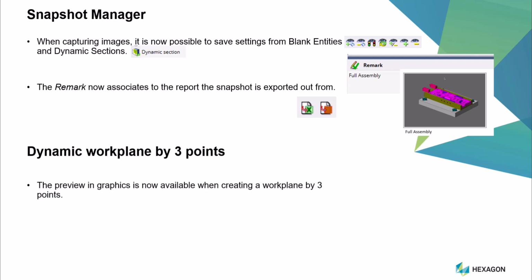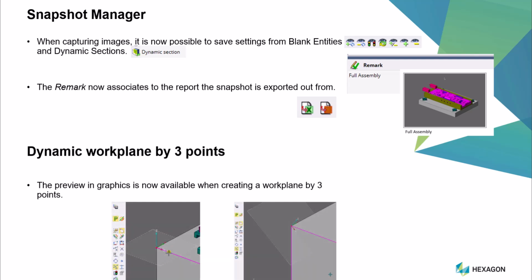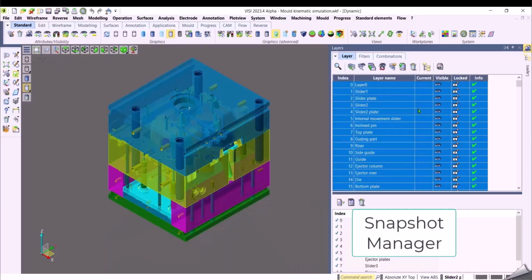There is an option for dynamic work plane by 3 points. This option is available in the preview, and now you can generate a work plane by 3 points. So as you can see, the work plane is dynamically updating.